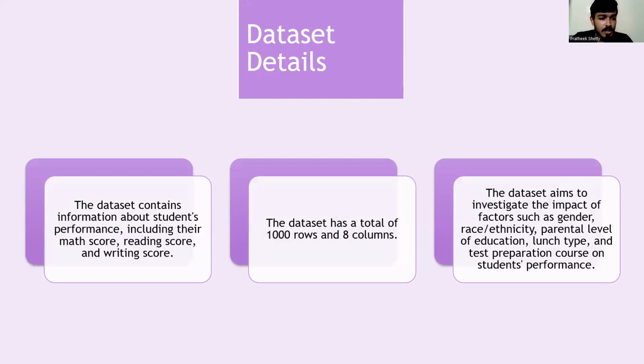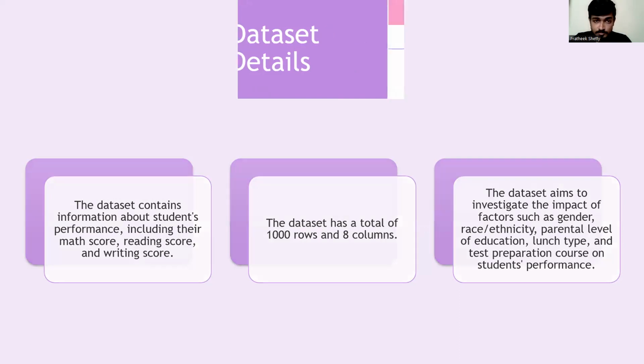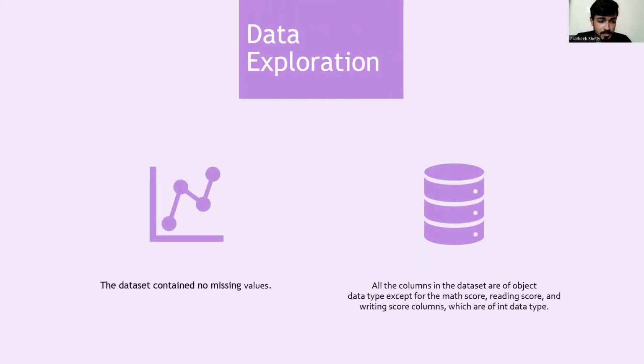Dataset. The dataset contains information about students' performance, including their math score, reading score, and writing score. The dataset has a total of 1,000 rows, which implies there are 1,000 students in this data, and 8 columns. The dataset aims to investigate the impact of factors such as gender, race or ethnicity, parental level of education, lunch type, and test preparation course on students' performance. Data exploration. The dataset contained no missing values, and all the columns in this dataset were of object data type except for math score, reading score, and writing score, which were of int data type.